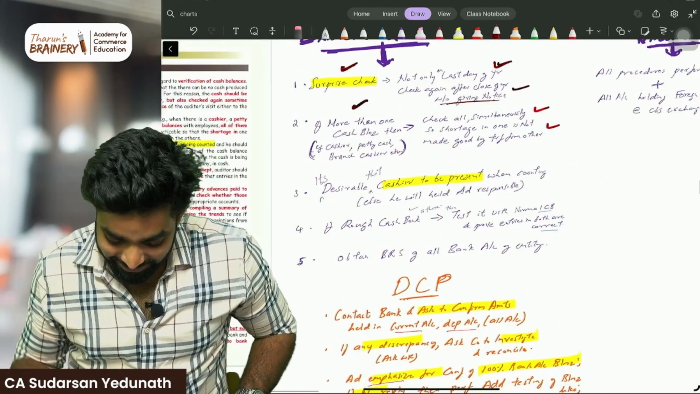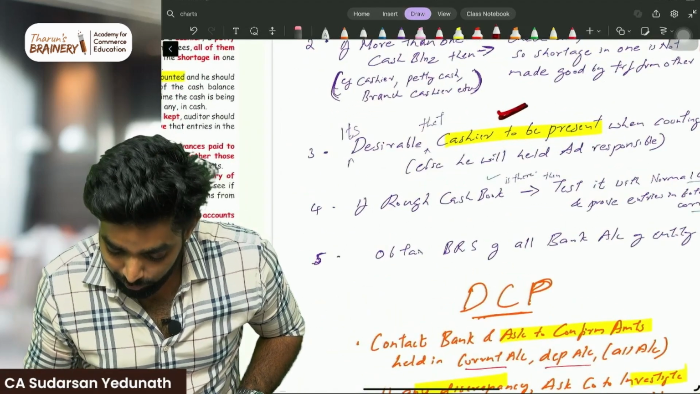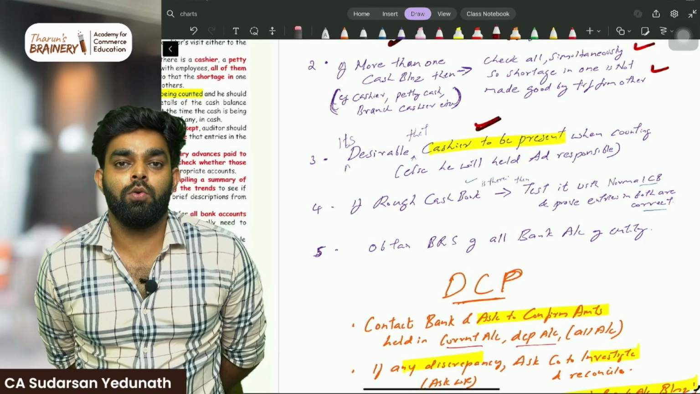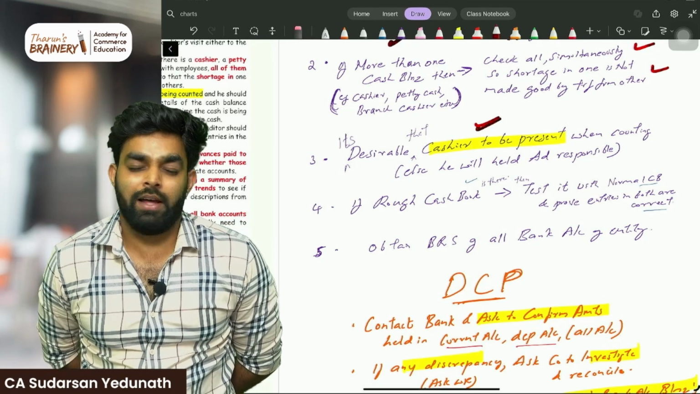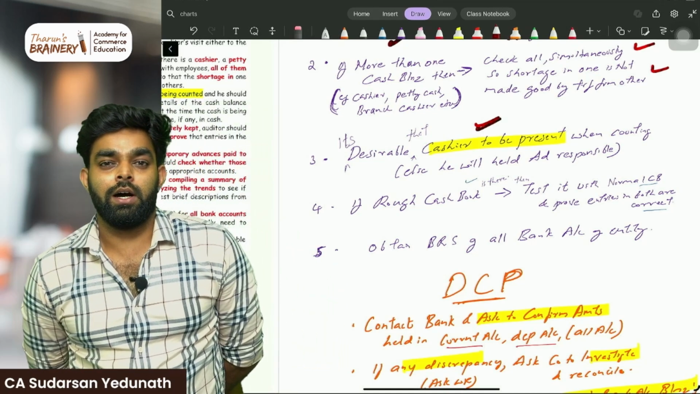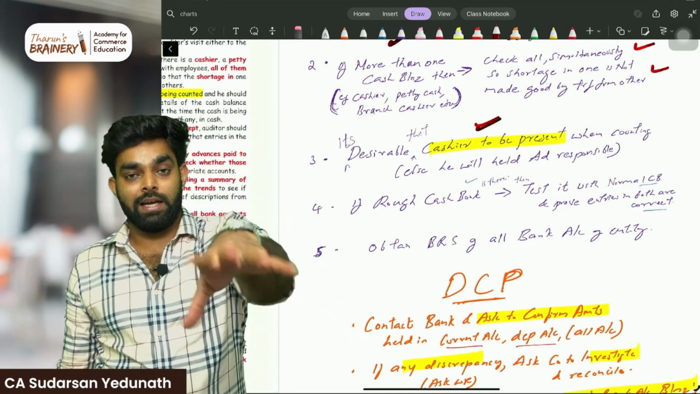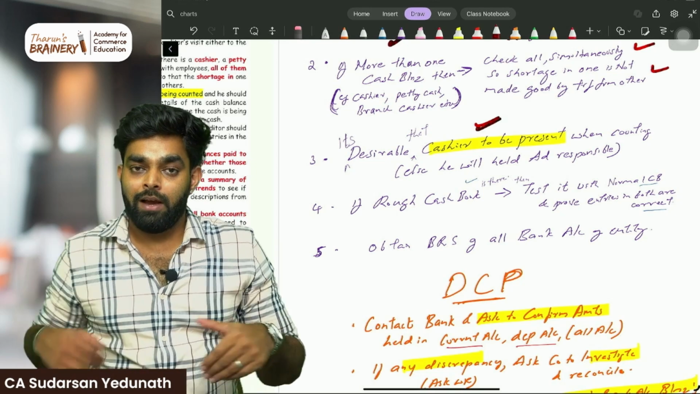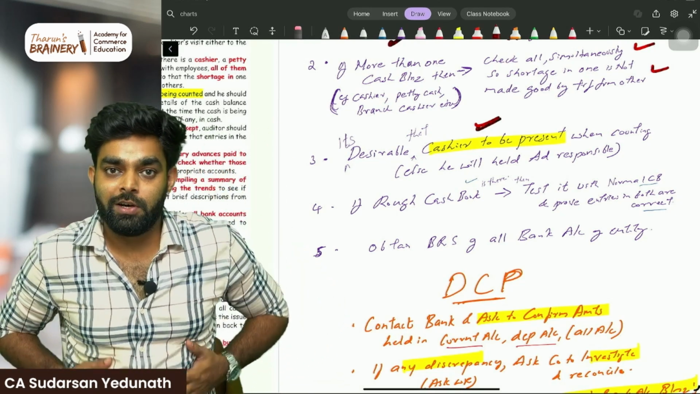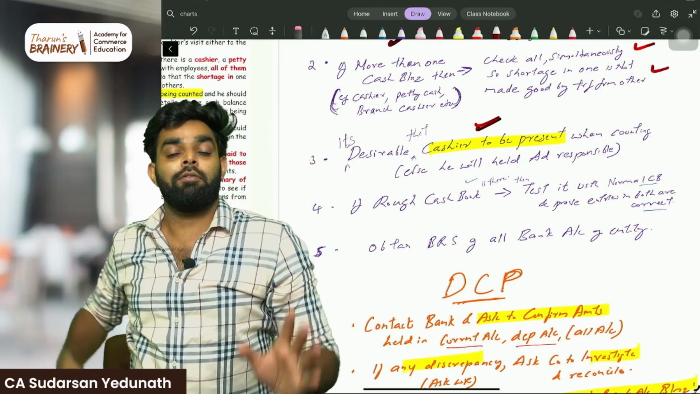Then it is desirable for the cashier to be present when counting. Else what will happen? Imagine you are the auditor of boAt and you told Aman Gupta that I will be coming for the cash counting on 30th March. Imagine the cashier is a fraud and he may have done some fraud. So he'll tell Aman Gupta, sir, I am having stomach issues, I have taken leave, I just want to leave on 30th March, and he goes on leave.